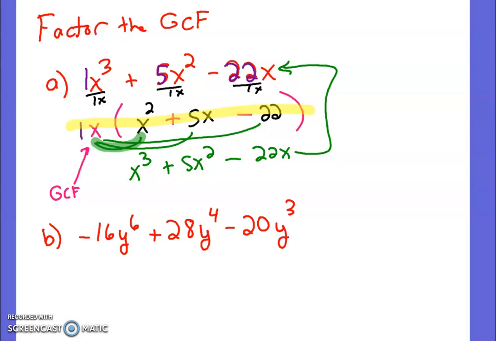We have negative 16y to the 6 plus 18y to the 4 minus 20y cubed. Well, notice, look at the numbers. So I have a negative 16, I have a positive 28, and I have a negative 20. And think of the factors of each of those and the common factors for that. And notice the common factor between those would be a 4. Actually, because this first one is a negative, I'm going to factor out a negative 4.